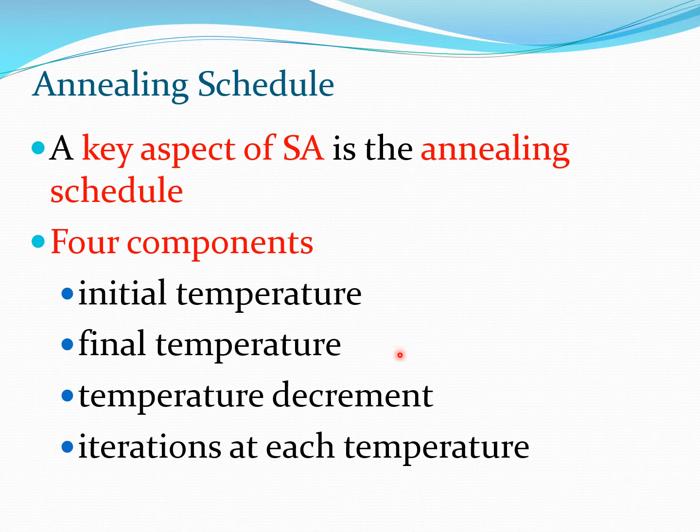Then there is also the issue of temperature decrement. That means how quickly do you reduce the temperature as you go from the initial temperature to the final temperature. And then beside this, at each temperature, should you perform some search steps, and how many search steps should you perform? So these are some of the questions which are required to actually develop a code for this particular method.